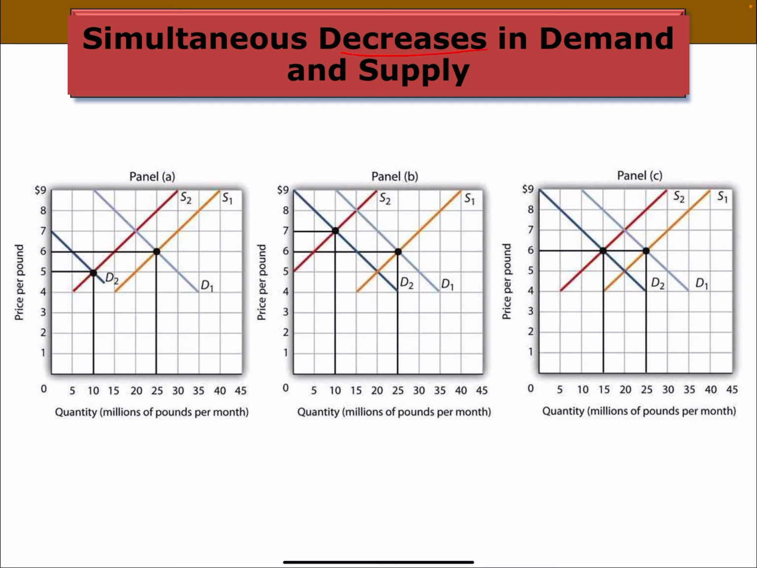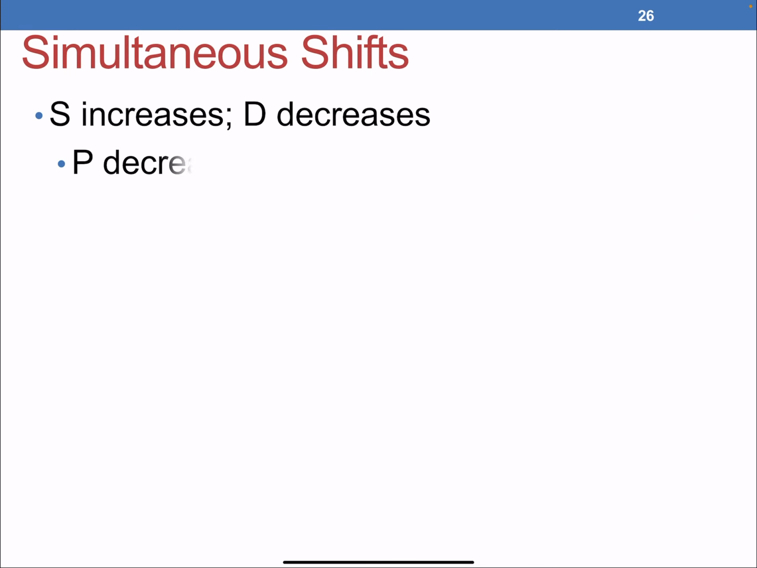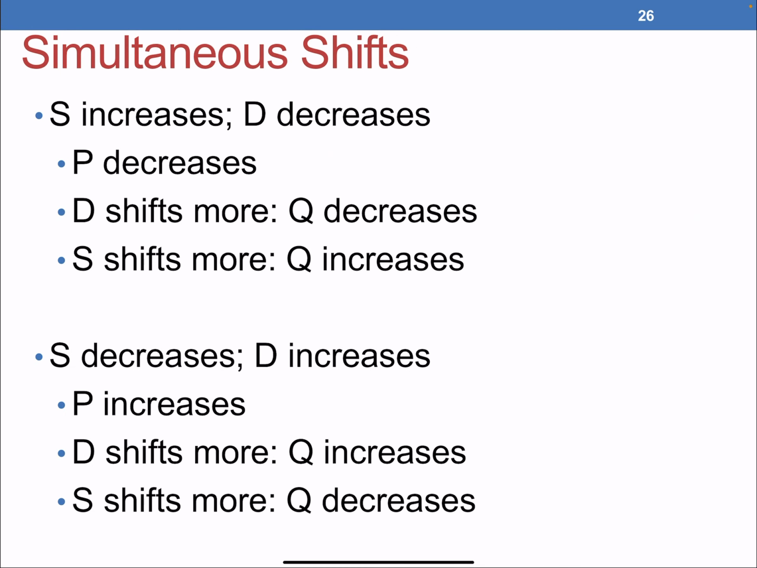So again, feel free to pause your video and take a look and make sure you understand what would happen there. They could also move in different directions. If that's the case, you'll know for certain what happens to price depending on the directions of supply and demand. You will not know for certain what happens to quantity unless you do what?